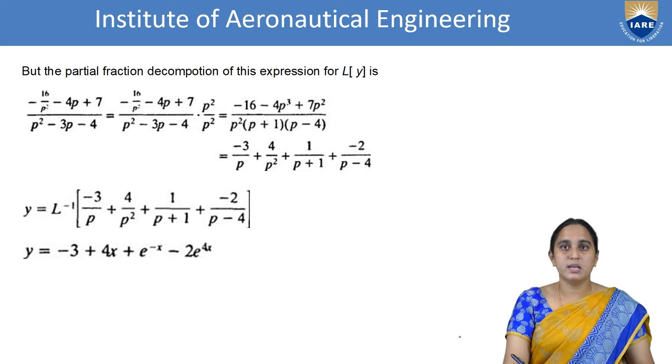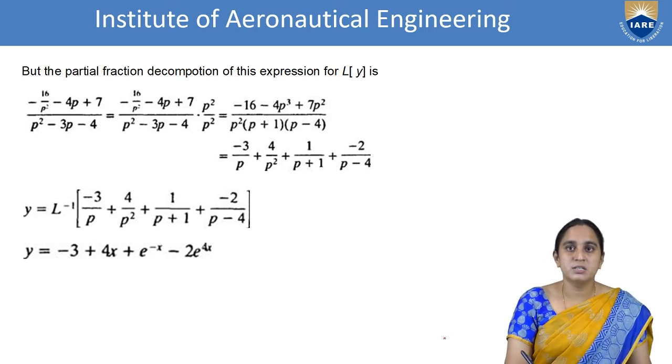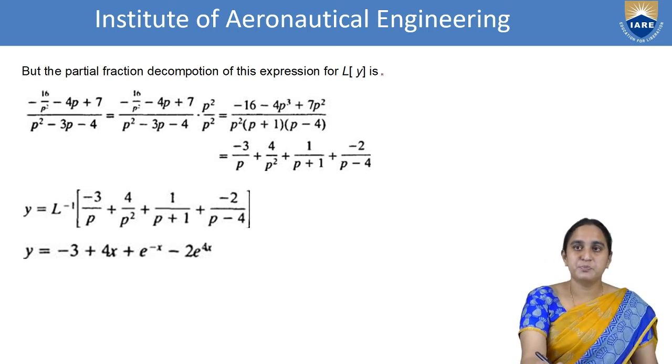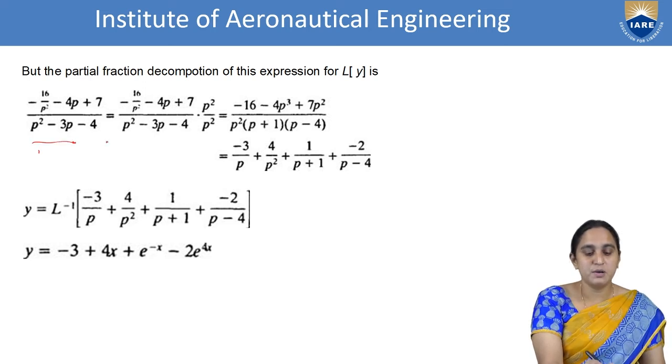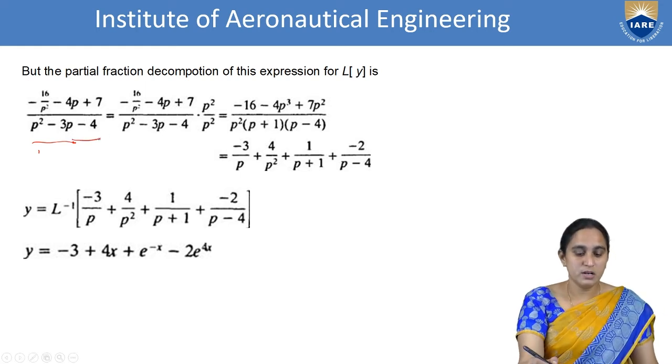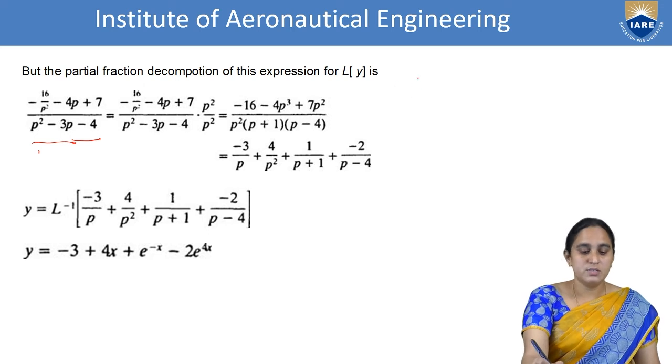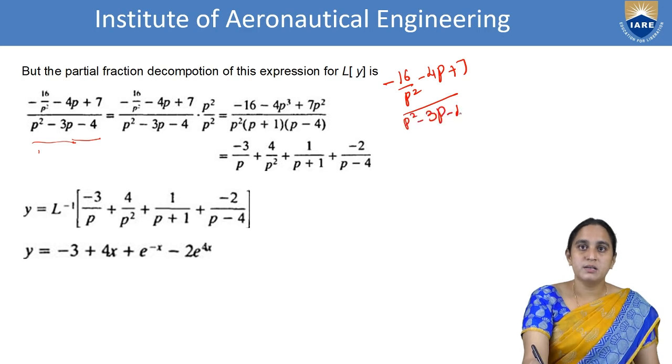After that, again I'm using partial fractions decomposition of this expression for L of y. What is the form of that? Minus 16 by p square minus 4p plus 7 by p square minus 3p minus 4. Now I am using partial fractions on that.